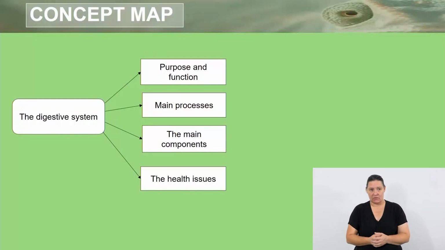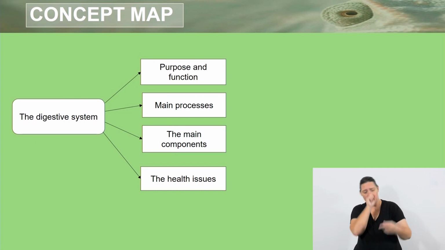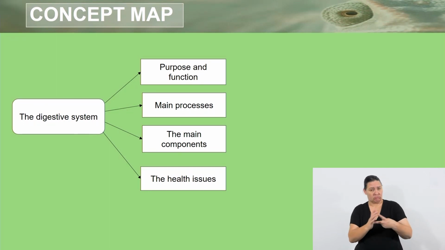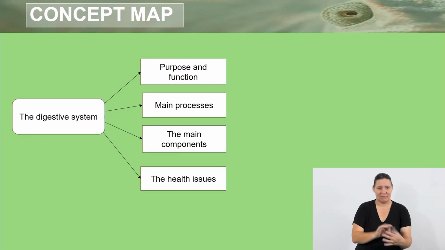So this is our concept map which tells us how our lesson is going to go for today. We will start by looking at the purpose and the function of the digestive system. We will then move on to the main processes that happen during the digestive system. And then we are going to look at the main components of the digestive system. And lastly, we are going to look at the health issues associated with the digestive system.